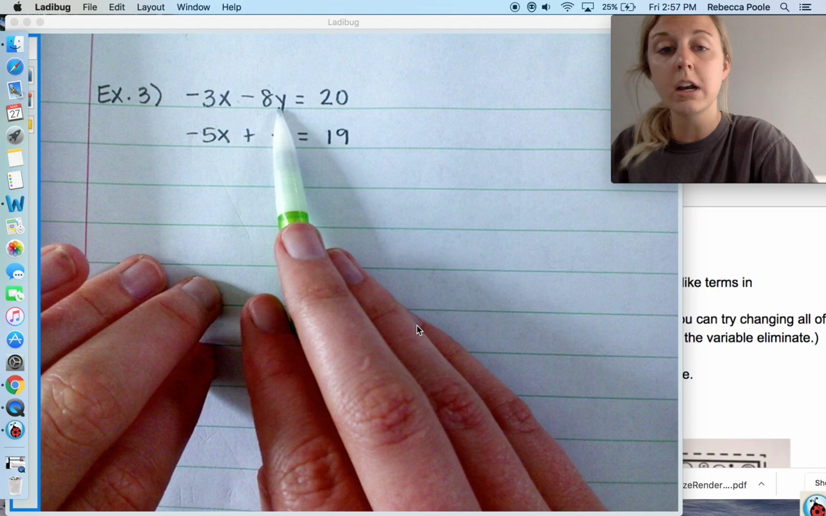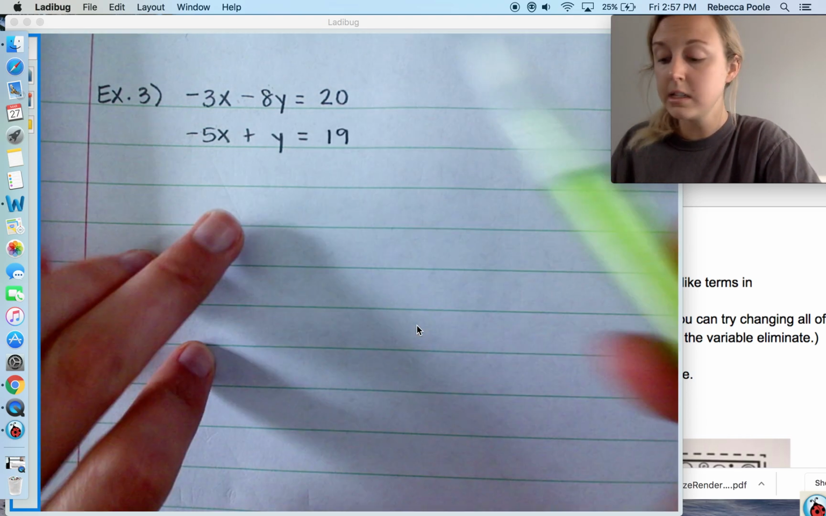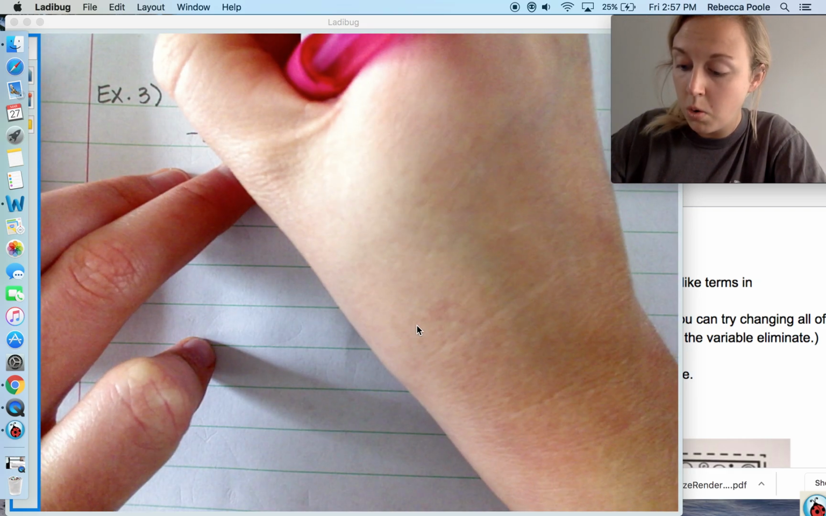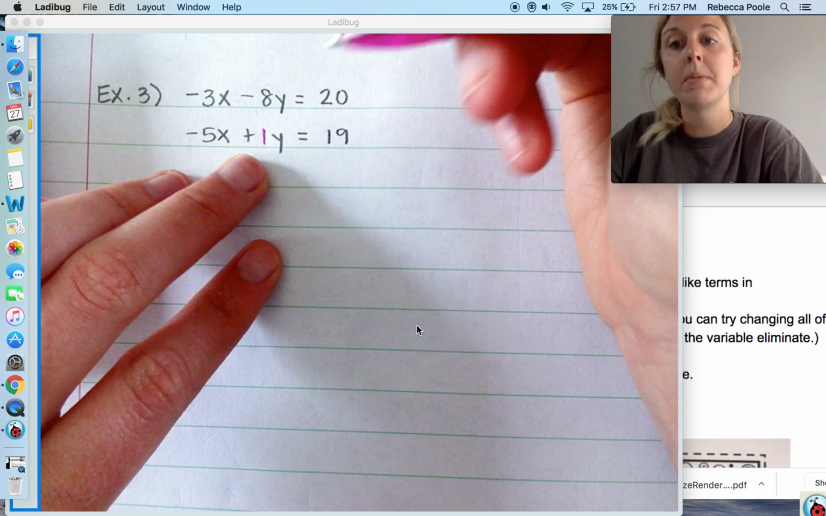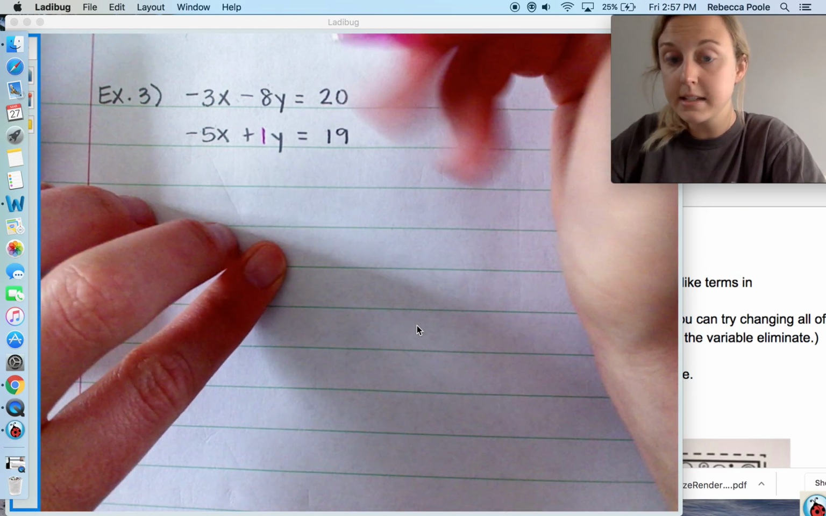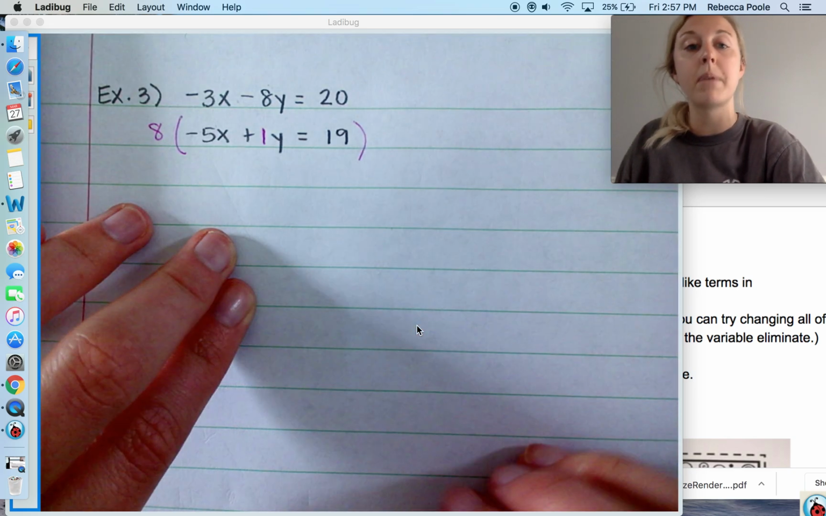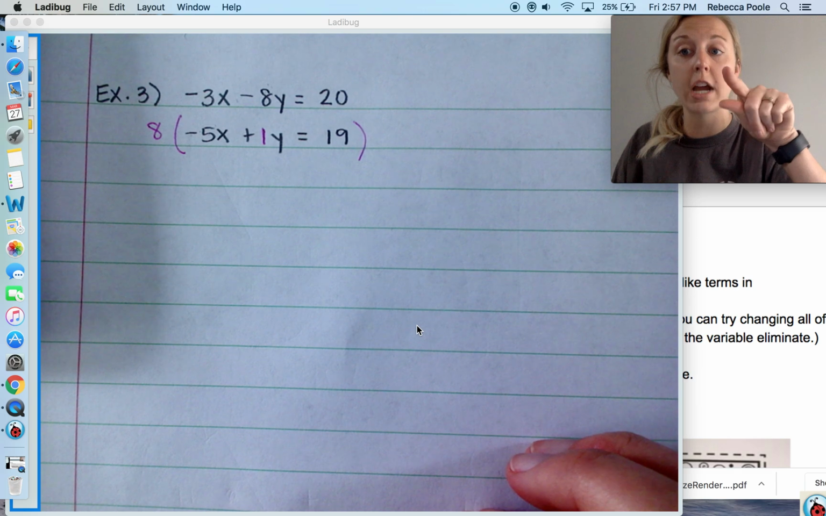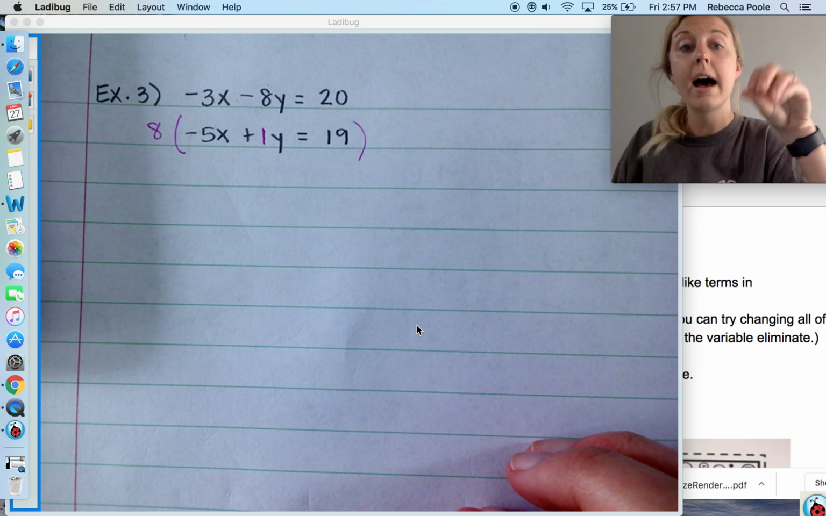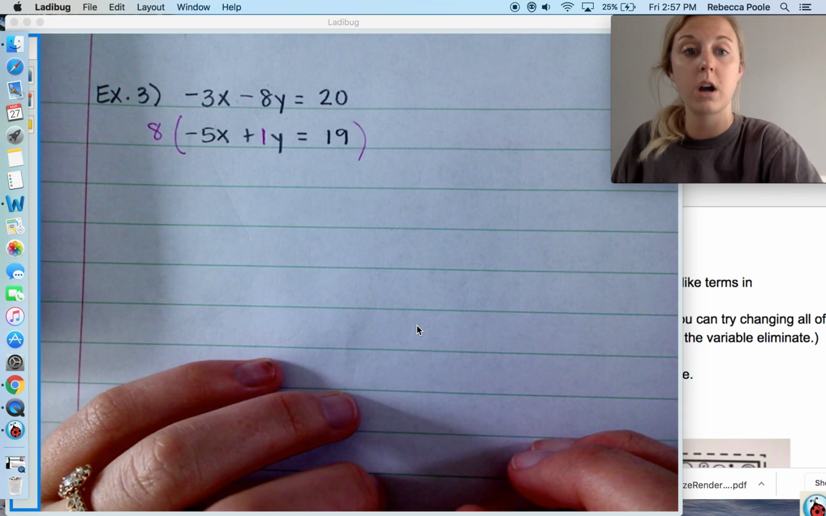So let's take a look at our y's. This one is negative 8. This one is an understood 1. Can I make this 1 become an 8? Yes, and the way I do that is by multiplying everything in the bottom equation by 8. Remember, it's okay to change signs and change coefficients as long as you do the same thing to every single term in the equation, all right?